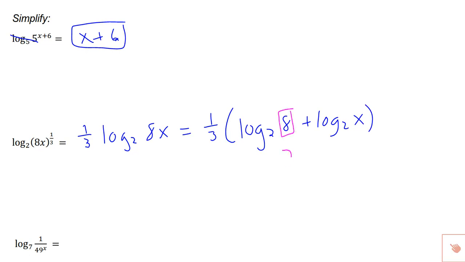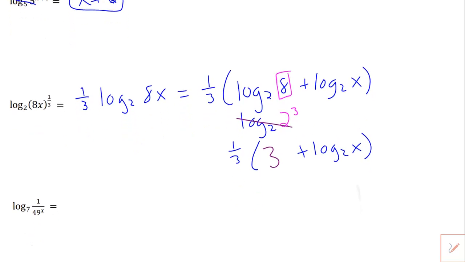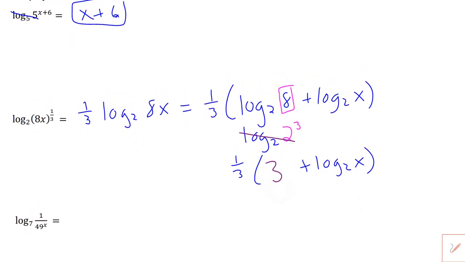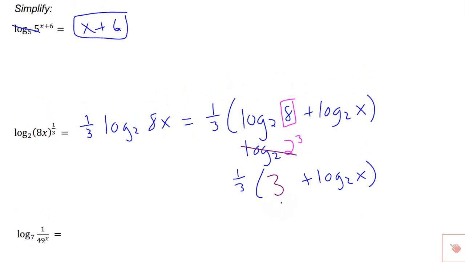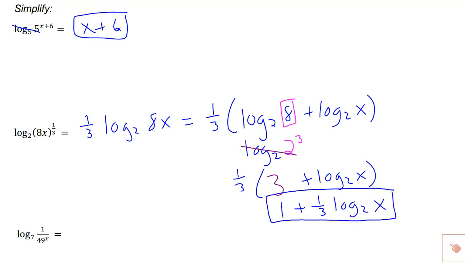You've seen this situation with the 8 before. I'm going to change that to 2 to the 3rd because this log base 2 of 2 cancels and I'm left with just 3. Let's bring everything else down. And then what we would do from here is distribute that 1/3 across. So we would have 1 plus 1/3 log 2 of x. And this is okay, this is simplified, not solved, but the directions were simplify.